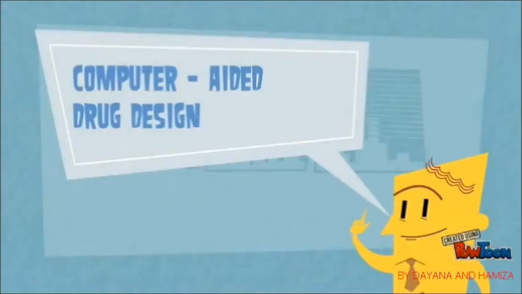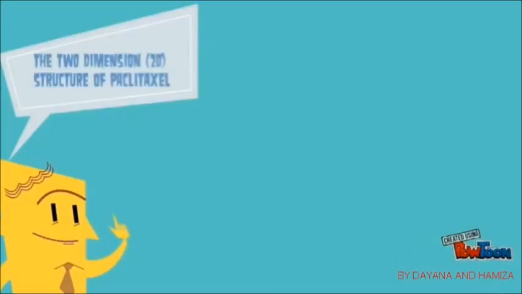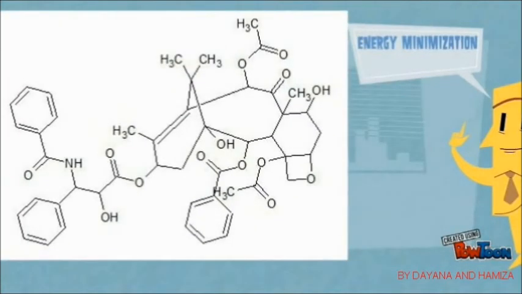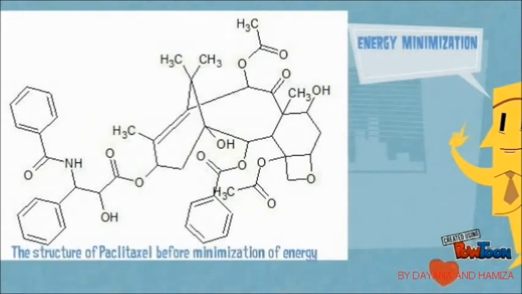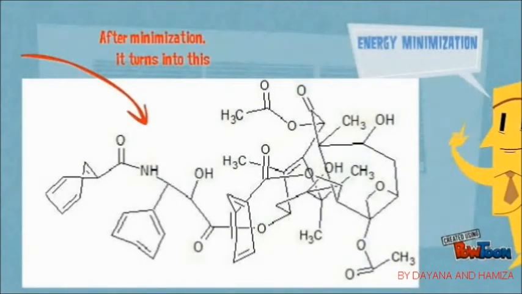The structure of paclitaxel and different types of conformation. This is the structure of paclitaxel obtained in 2 dimensions by using ChemSketch. This diagram shows the structure of paclitaxel before energy minimization. After minimization, it will become something like this.